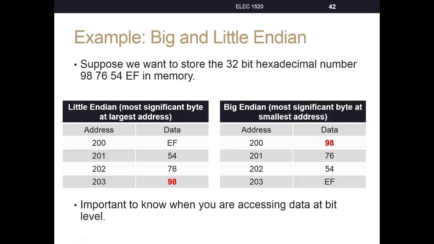Big endian is just the opposite. It's going to take the most significant byte, the 98, and store it at the smallest address. And then the 76, the 54, the EF. Like I said, this is important to know when you're accessing data at the bit level. Eventually we'll learn how to work at the bit level, and we'll come back to these concepts at that time.